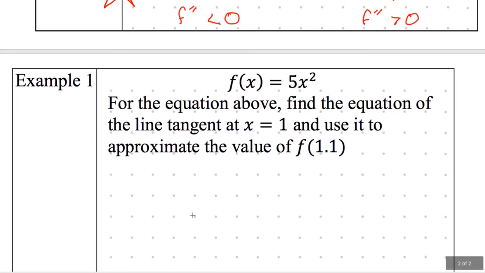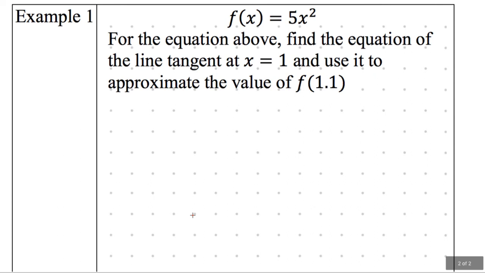All right, let's see an actual example. This one is very, very close to an AP question for free response. They will modify it slightly for multiple choice. All right, so they give you an equation. There's your equation. F of x is equal to 5x squared. I need to find the equation of the line tangent. Pause. I'm going to pause right here.